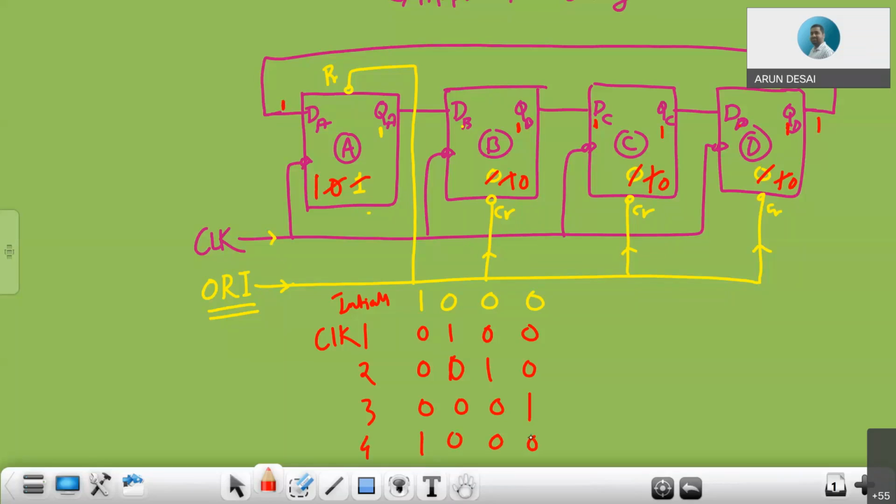So this 1 is basically moving from one flip-flop to another, and again from last to first. This is why this counter is called a ring counter.